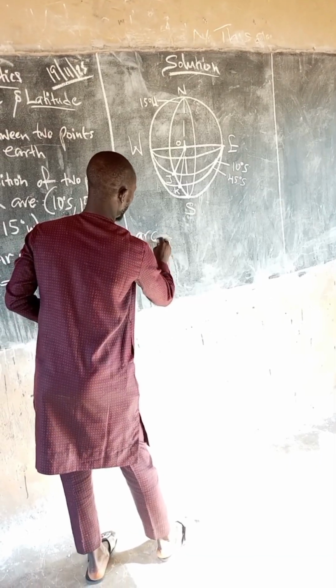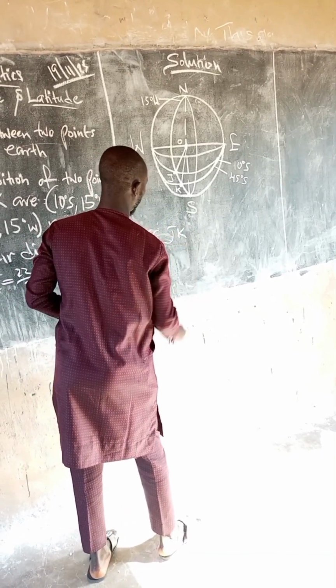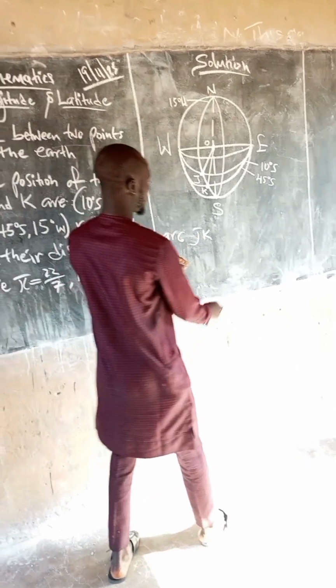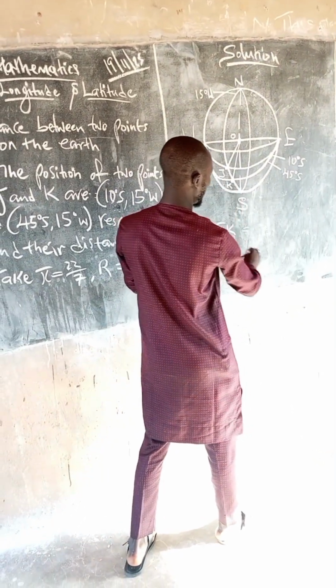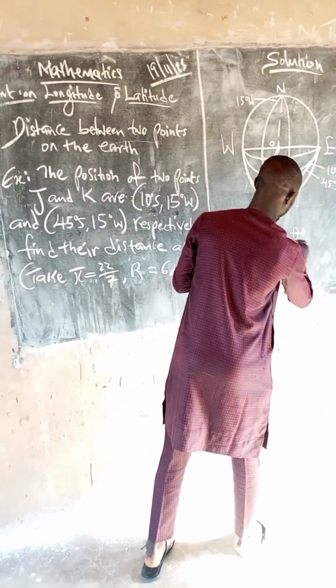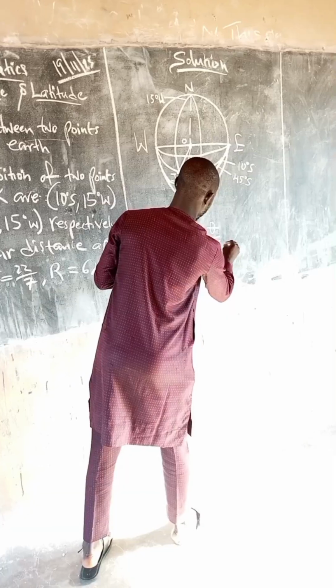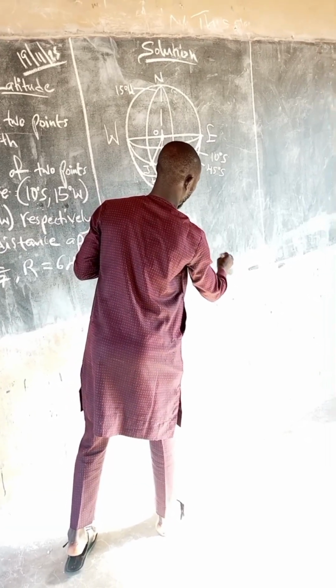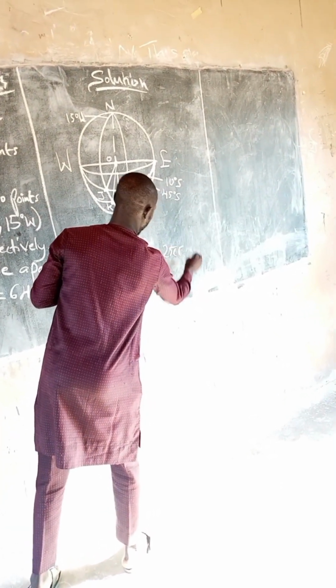So in that case, to get the angular latitude here, we need to remember that this arc JK is what we are looking for. And to find the length of this arc JK, we know that it is given as theta over 360 degrees times 2 pi r.